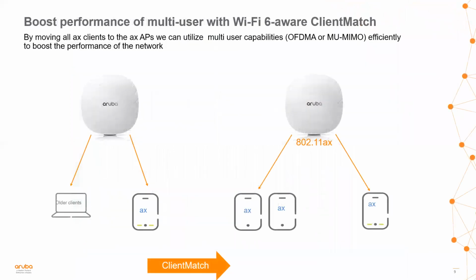Now, as part of Wi-Fi 6, we've also introduced Wi-Fi 6 client match aware, or AX aware client match. Basically, what this is going to do is allow you to say, if this is an AX client, we're going to move it to an AX access point. So we could see if they're on the most current standard and make sure they're on the access point that makes sense for them.